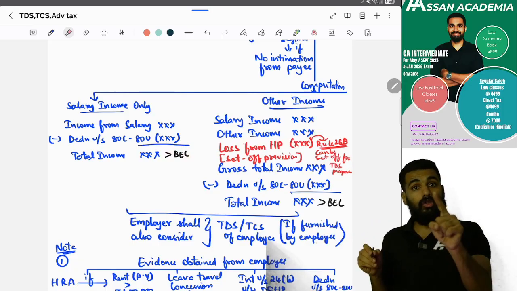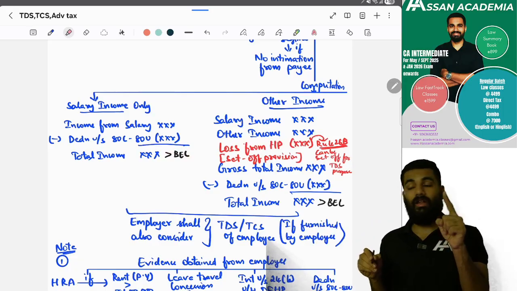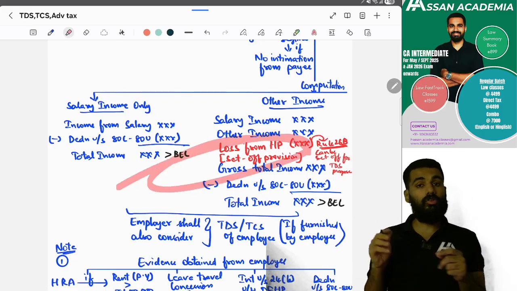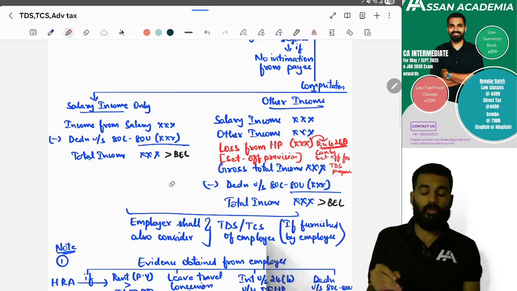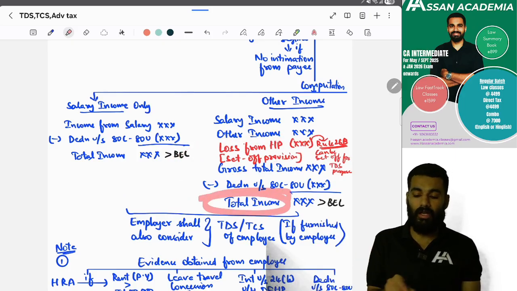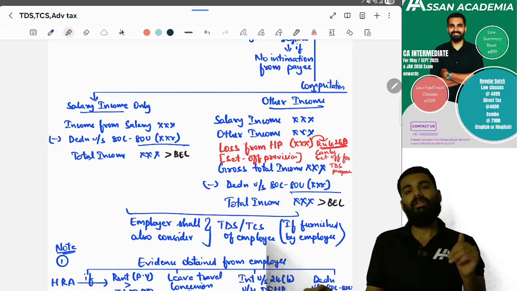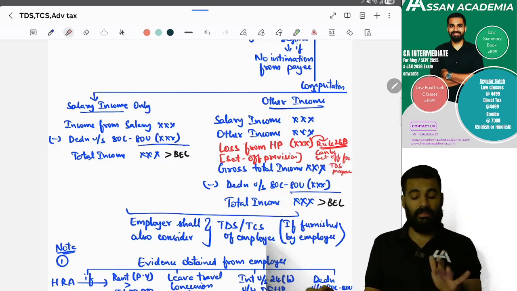And if there is a loss from house property, you can also give the employer the details, and even the loss from house property will be considered for calculating the total income after reducing Chapter 6A deduction. Yes, sir. Yes.